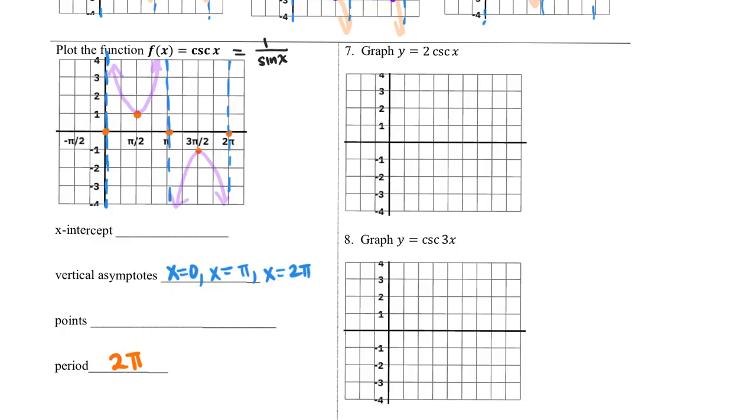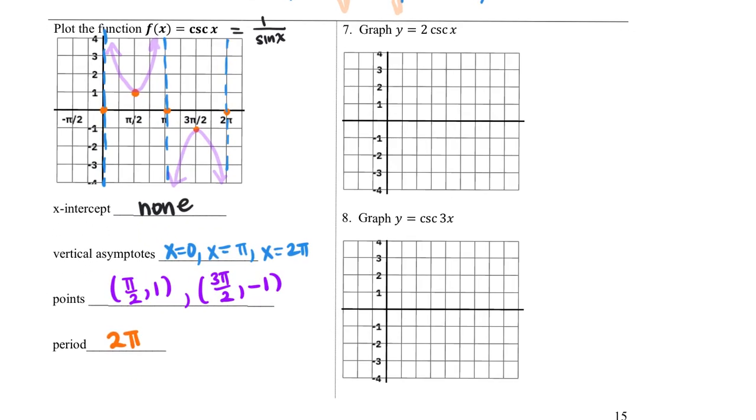Okay, let's identify the key information. X-intercepts. This is the x-axis. The curves never intersect the x-axis. This one starts at 1. This one goes down from negative 1. So there's no x-intercepts. The points that are important here are at pi over 2, we went to 1, and then at 3 pi over 2, we went to negative 1. And that was enough information to get a nice graph for cosecant. This is one period of cosecant. One period looks like an upwards U and a downwards U.